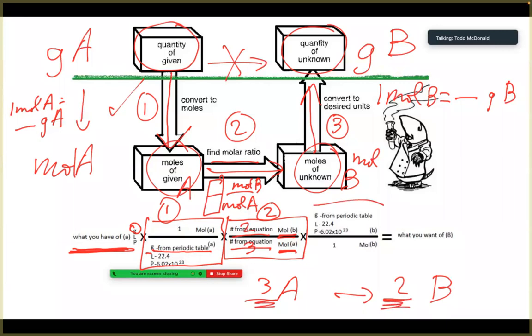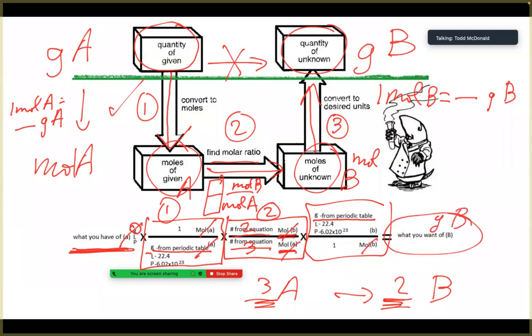And then third step is to get rid of those moles and change it to, again, we're probably going to focus for the most part on grams from the periodic table. So the mass of B would go on top. And as this would work out, grams of A would cancel, right? And then moles of A would cancel, and then moles of B would cancel. And then your final answer would give you, in this case, grams of B.